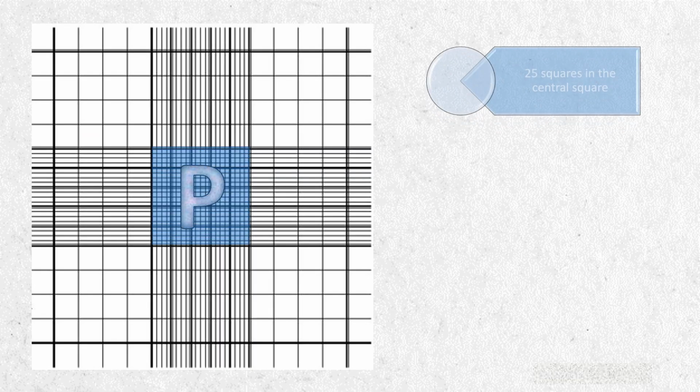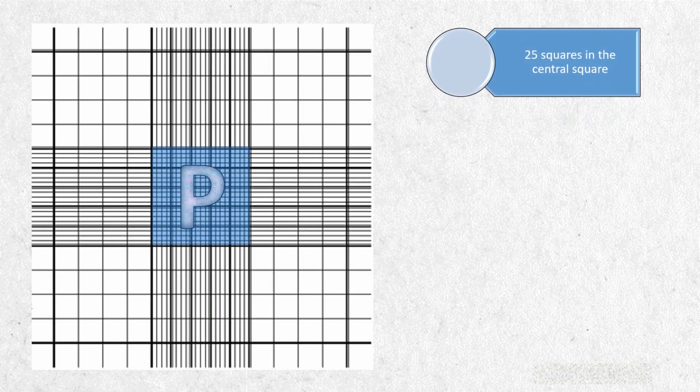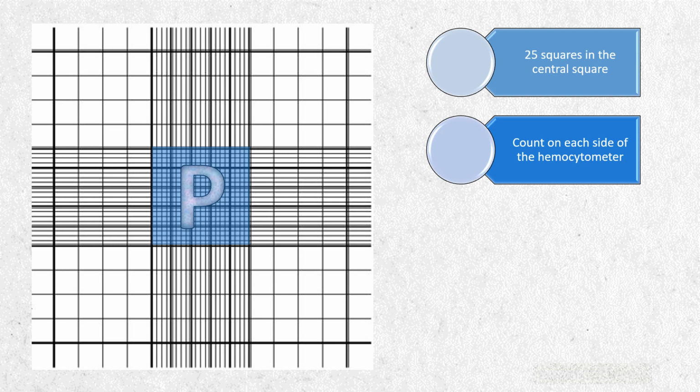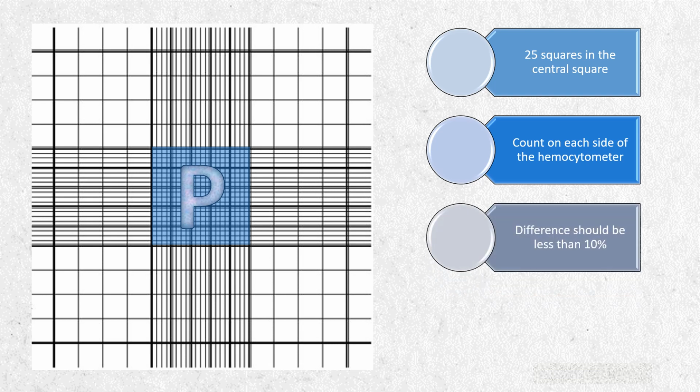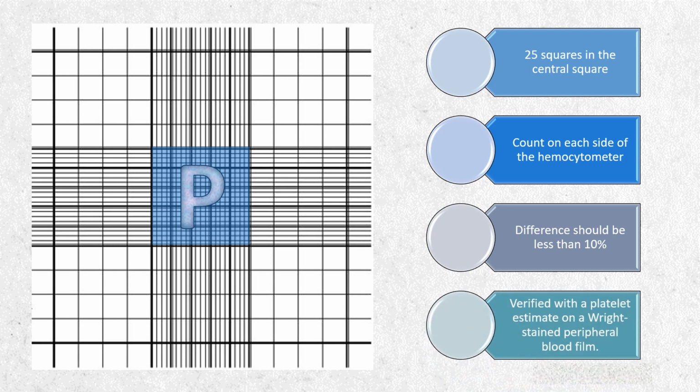For platelet count, all 25 squares in the central square should be used for counting. Same rules apply to platelet count. Both sides of the hemocytometer should be used for counting, and an acceptable difference between these sides should be less than 10%. A platelet count performed from a hemocytometer is verified with a platelet estimate using a peripheral blood smear.